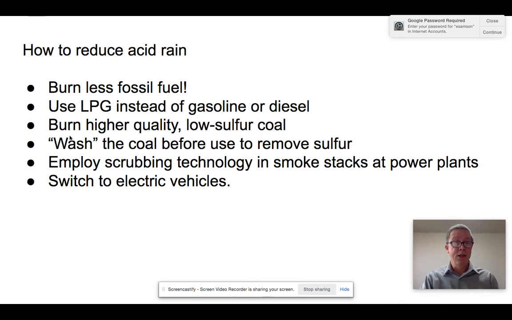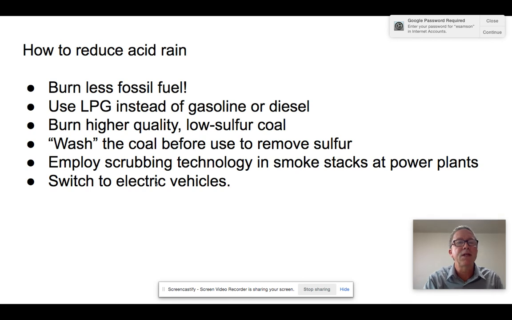Now, there's a technology that exists that will allow us to wash out a lot of the sulfur from the coal before it's used, but that adds to the cost of the coal. And then another thing, and we'll talk about this, is we can employ scrubbing technology. It is possible to capture a lot of the NOx and SO2 before it leaves the smokestack of power plants. Or, as we said, if we put catalytic converters in cars, that helps.